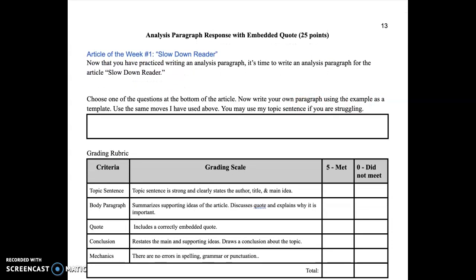And now we're going to do the third paragraph. In the third paragraph, we're going to practice what we did earlier in the week, where we responded to a prompt with a quote. We practiced that using our Why Read infographic, but now we're going to do this with the article.